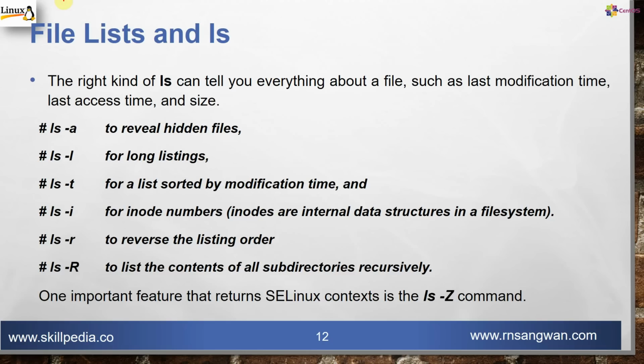The file list and the ls command. ls can tell you everything about a file, such as last modification time, last access time, and the size. For example, ls -a reveals hidden files, that is, files that start with a dot. ls -l is the long listing, ls -t sorts by modification time, -i shows the inode number, -r reverses the order, -R lists the content of all directories recursively, and -Z is very interesting for Security-Enhanced Linux. Let's look at some examples with the ls command.